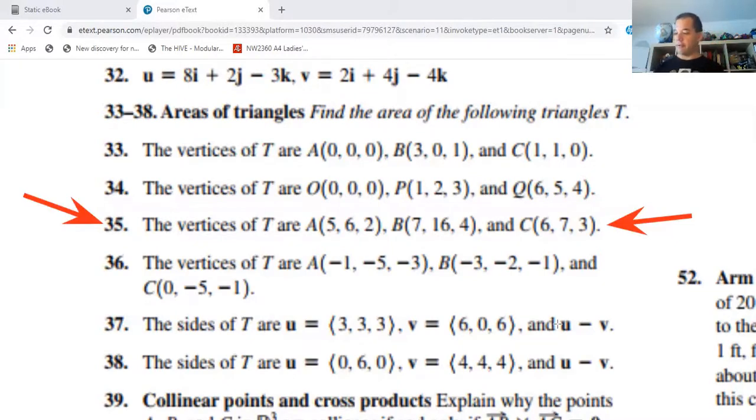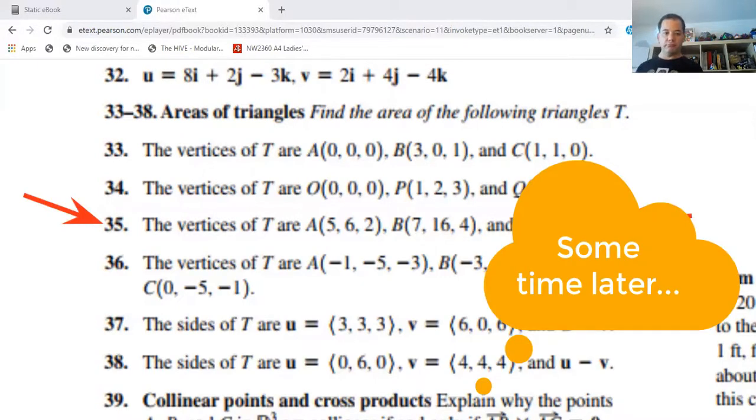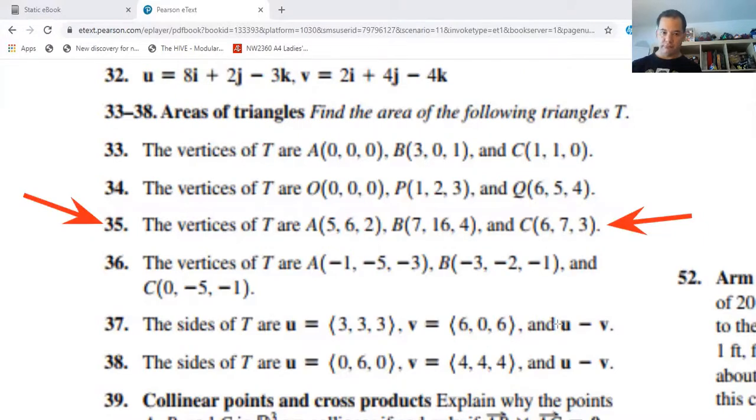All right, so let's give it some time, and you just let me know. All right, if you're already done, as I see a few of you are, just for practice, try it again, picking a different vertex as the one that originates the two vectors. All right, see if you get the same answer.